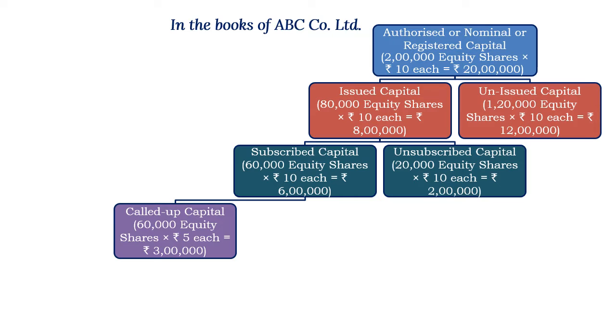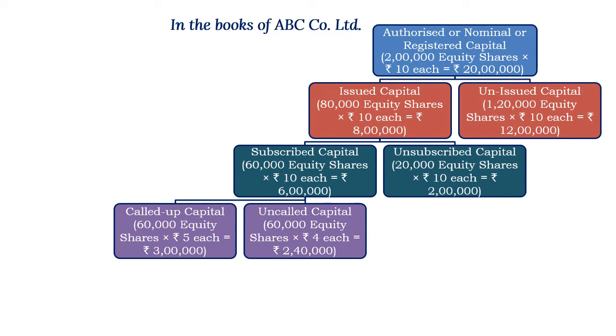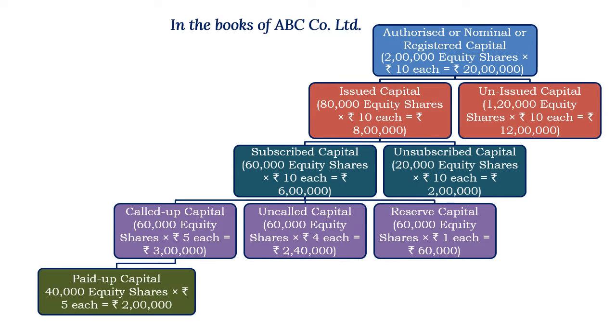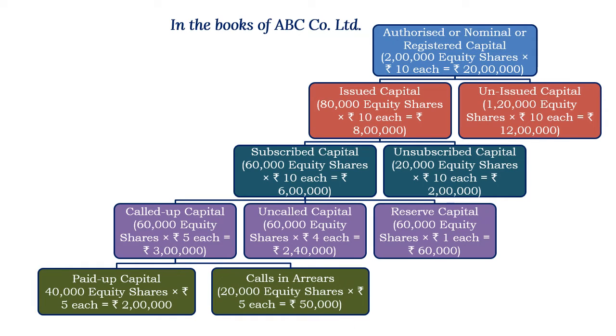Called up capital, 60,000 equity shares into rupees 5 each is equal to rupees 3 lakhs. Uncalled capital, 60,000 equity shares into rupees 4 each is equal to rupees 2,40,000. Reserve capital, 60,000 equity shares into rupee 1 each is equal to rupees 60,000. Paid up capital, 40,000 equity shares into rupees 5 each is equal to rupees 2 lakhs. Calls in arrears, 20,000 equity shares into rupees 5 each is equal to rupees 50,000.